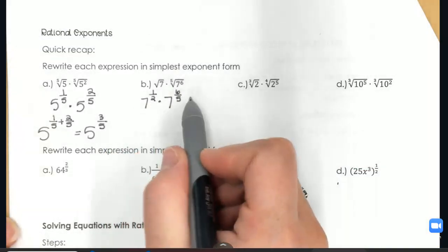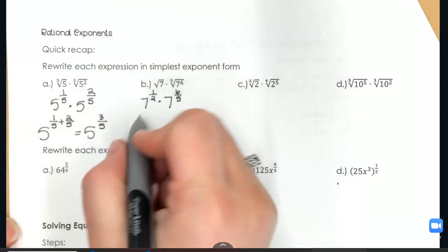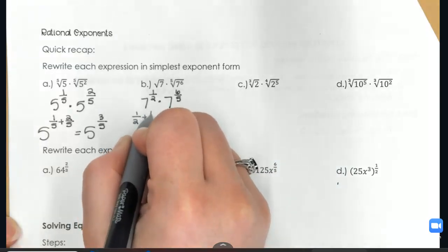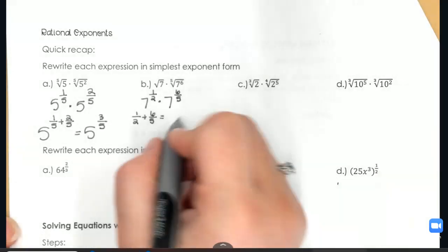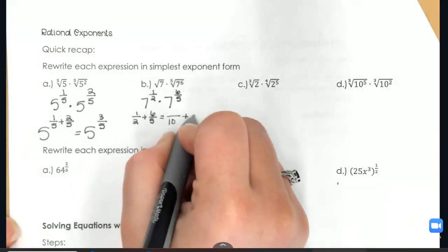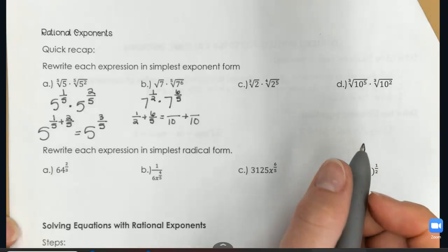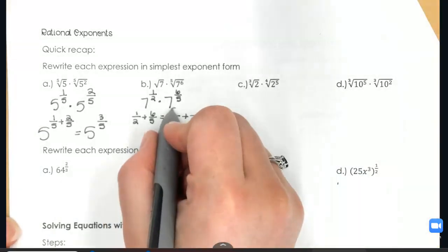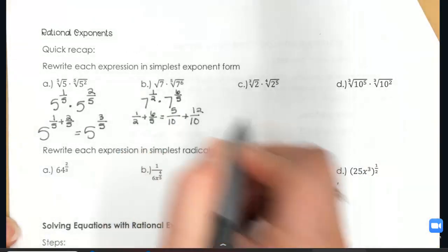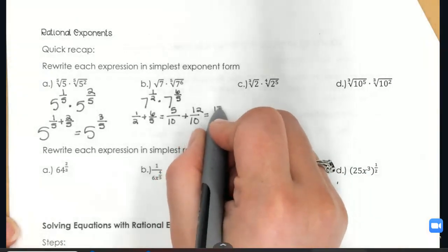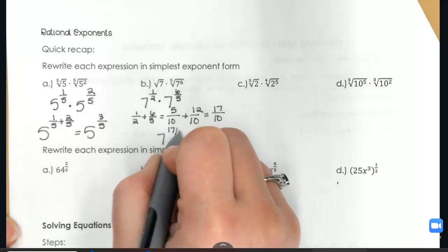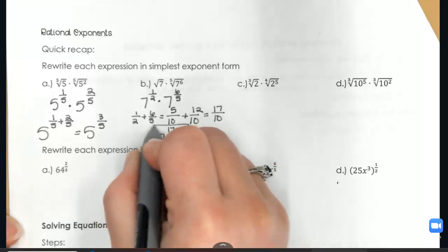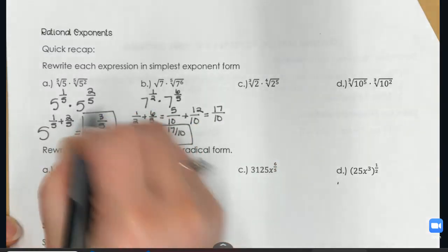If I'm going to add these exponents, I'm going to need a common denominator between 1/2 and 6/5. The least common multiple between 2 and 5 is 10. So I'm going to rewrite each of those with a denominator of 10. So I would have 5 over 10 and 12 over 10. So that's going to give me a total of 17 over 10. So 7 to the 17 over 10 power. I'm going to box these just so they don't get lost.